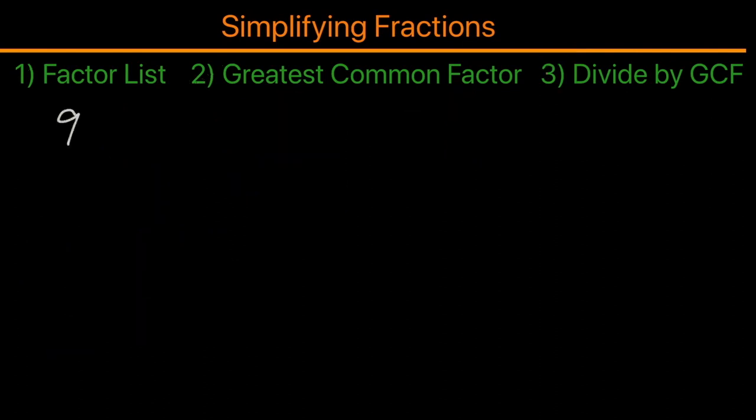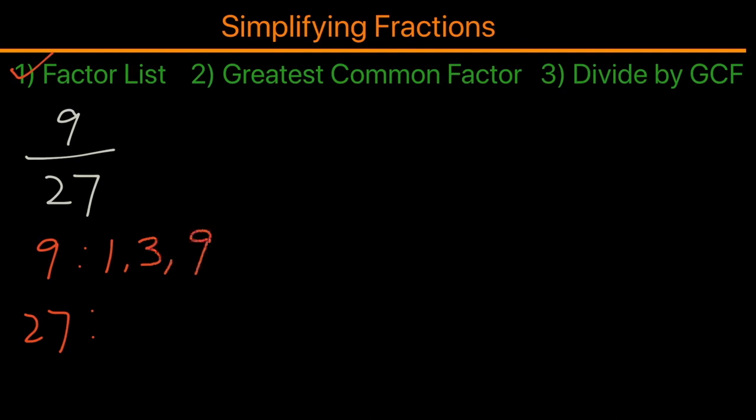Now what about this one? To find the factor list, we're going to do it again. So placing 9 and 27 on the bottom and trying to find the greatest common factor. So 9, we have 1 times 9, and then 3 times 3 is 9. The next one will be 9. So that's all we have for 9.